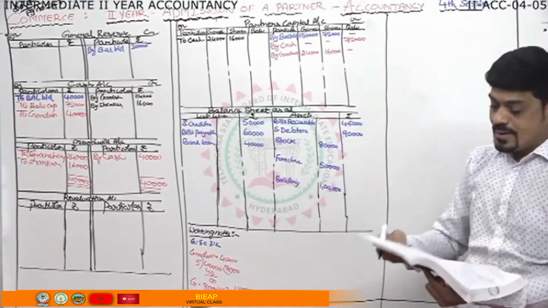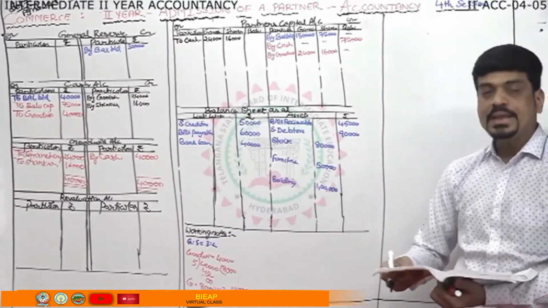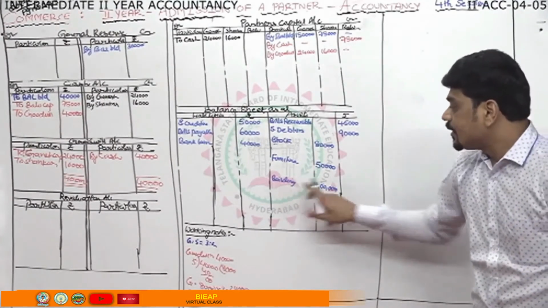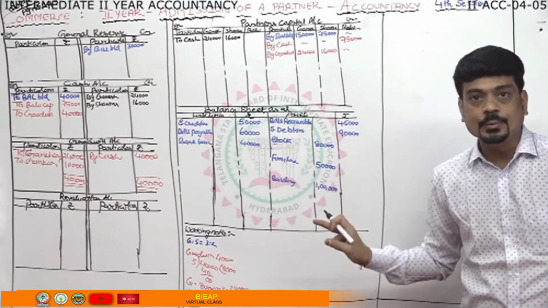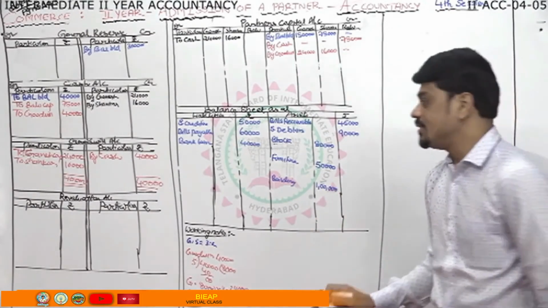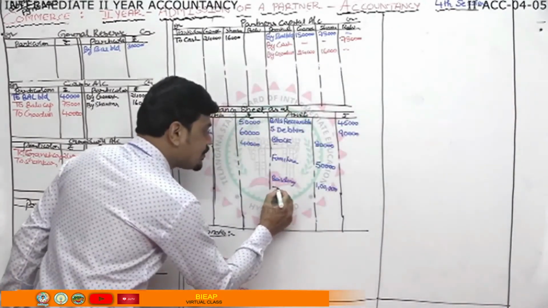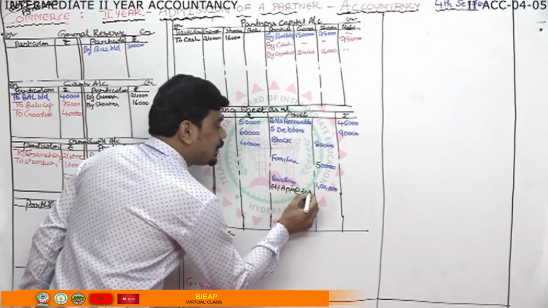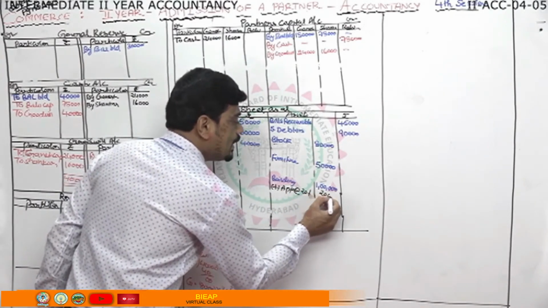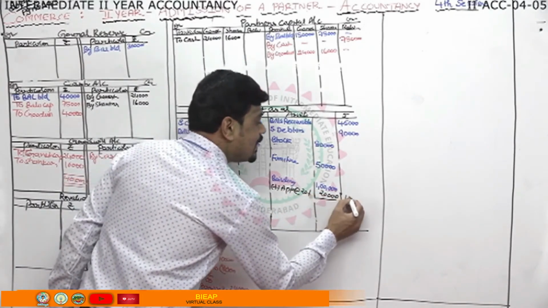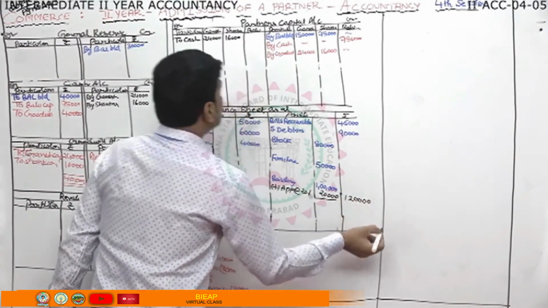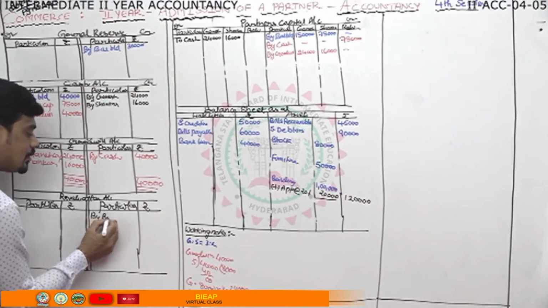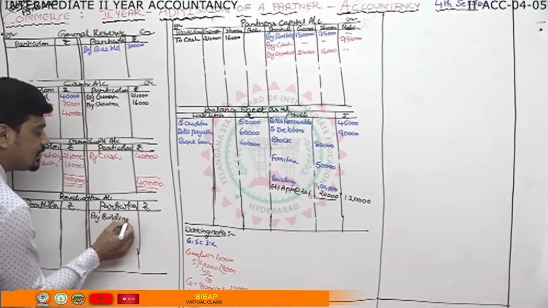Now the next adjustment: building is appreciated by 20%. Building 1 lakh, 20% comes to 20,000. So I'll add to building 20,000, adding appreciation at the rate of 20%. So 20,000 added, building is 1 lakh 20,000. This is an increase in the value of building, so by building, revaluation credit side, 20,000.